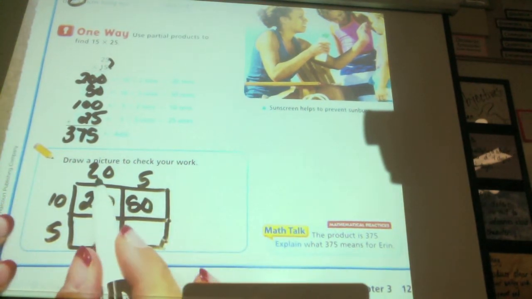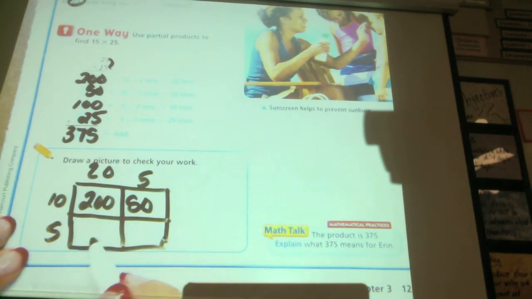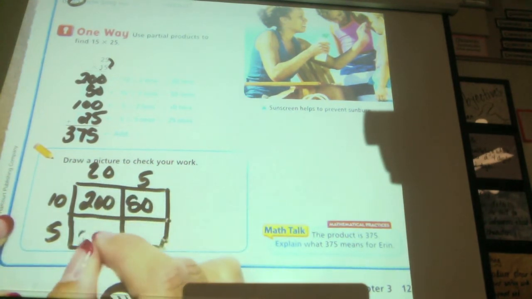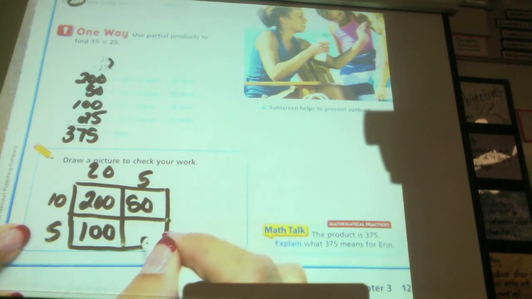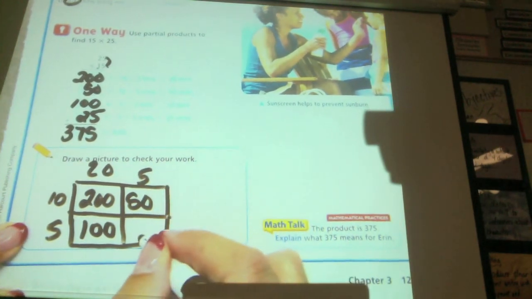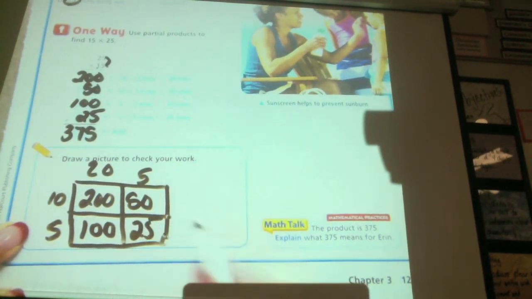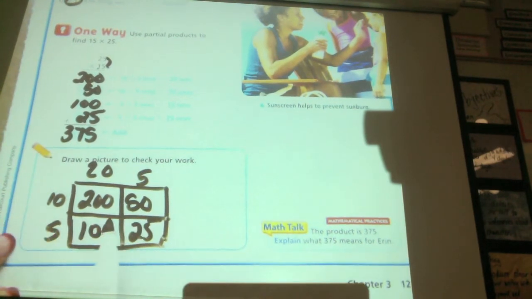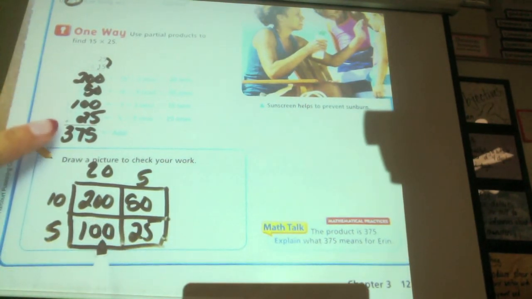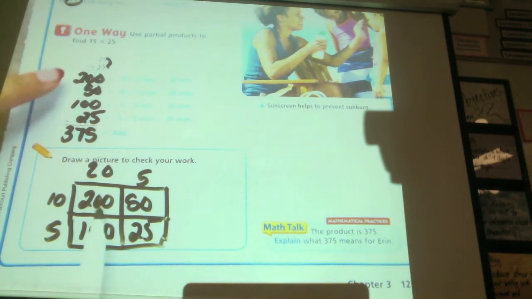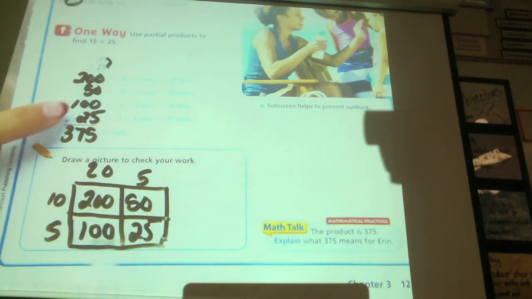Let me finish my question before you answer it, please. In this box, I'm going to be multiplying 20 times 5. What is 20 times 5? 100. And then in this box, of course, is 5 times 5. What is 5 times 5? 25. Looking at these products in here, do you see that they match the partial products up here? Yes. We have 200, we have 50, we have 100, and we have 25.